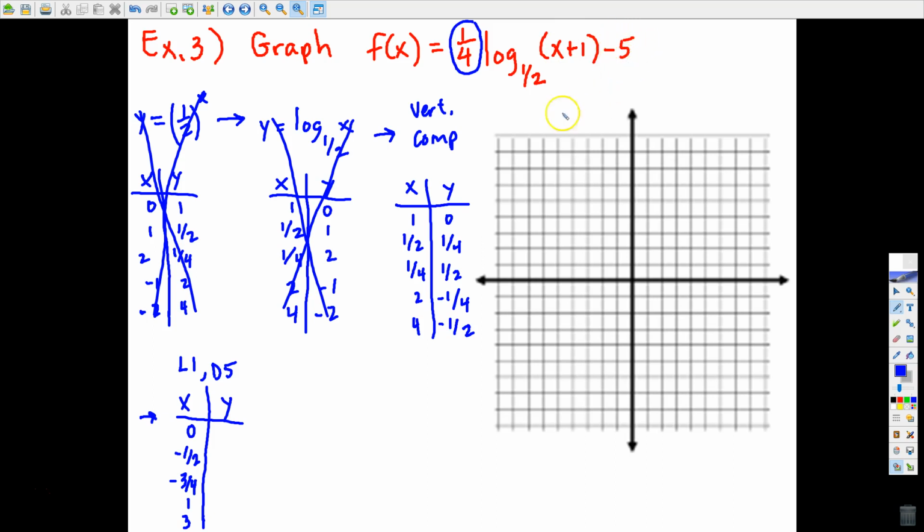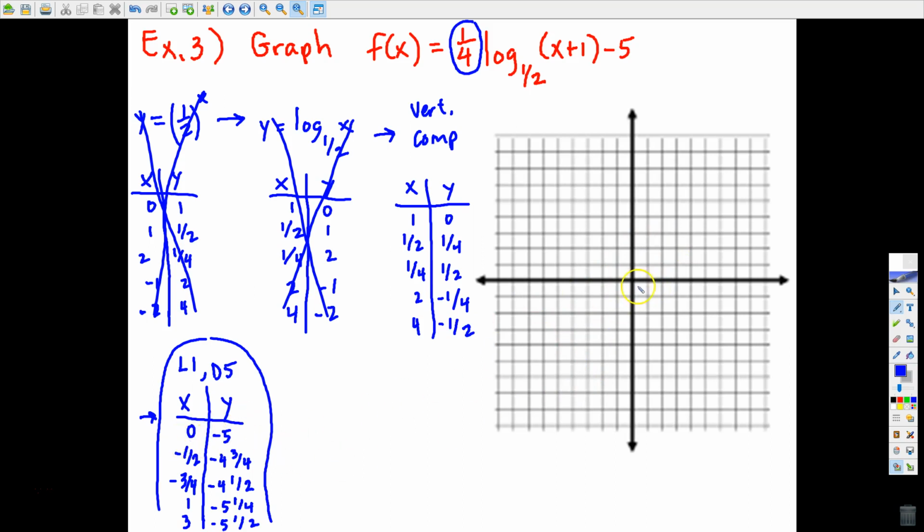Now we're going to do the down 5 shift. So each of these y's, after I've done the compression, I'm going to subtract 5 from each y. 0 minus 5, 1/4 minus 5, 1/2 minus 5, -1/4 minus 5, -1/2 minus 5. Okay, and now we're ready to plot. These are the final table points that I will use to come up with my graph answer.